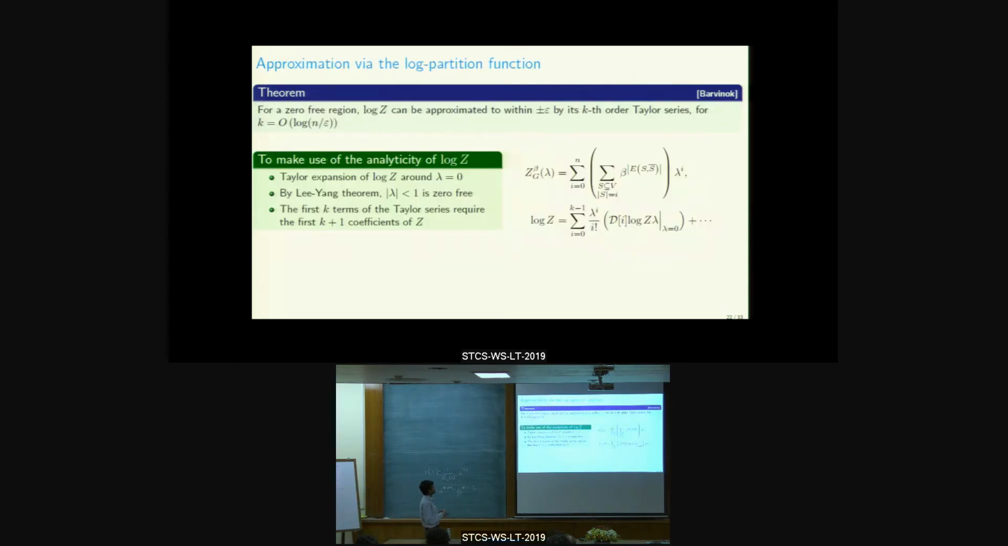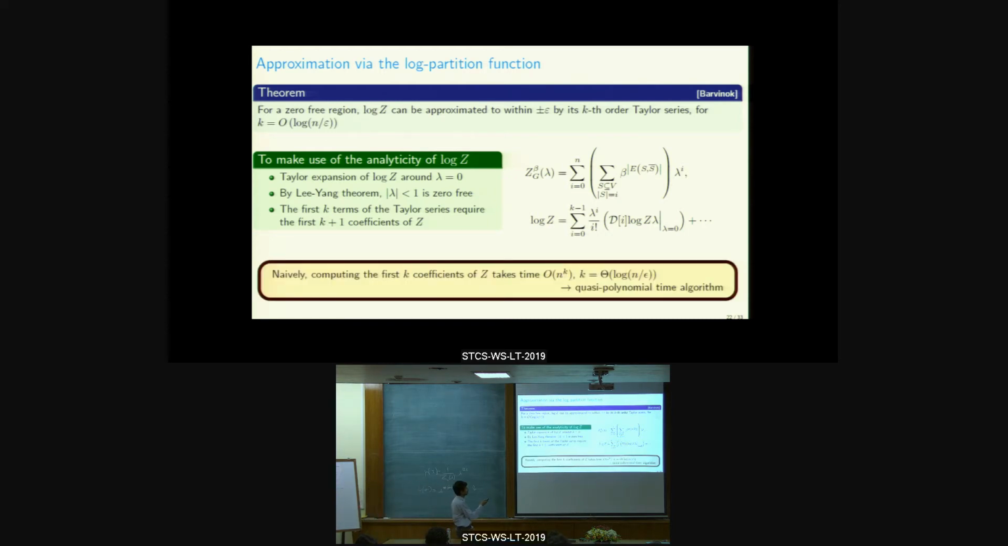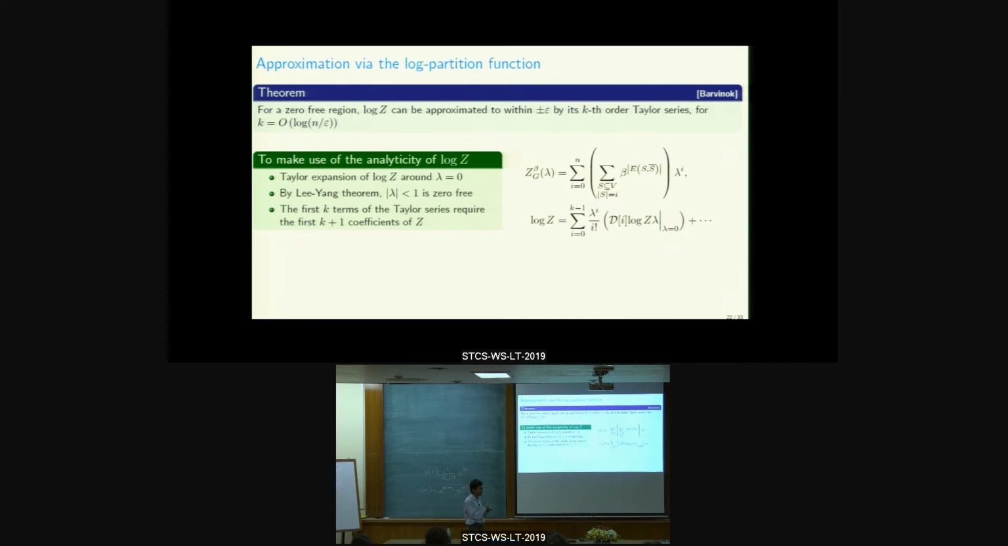So the algorithm I have already outlined. The first thing is essentially just Barvinok's idea, that you have the Taylor expansion. You know by the Lee-Yang theorem, either the original Lee-Yang theorem or this new theorem for hypergraphs, that the series does converge all the way up to radius 1. So now you want to compute a certain number of terms in the Taylor series, so you have to have an algorithm for computing it quickly.